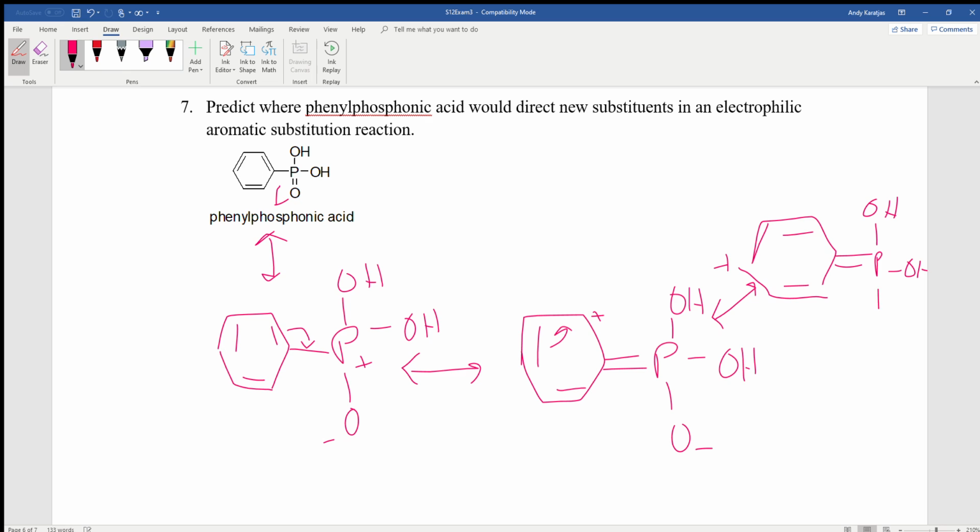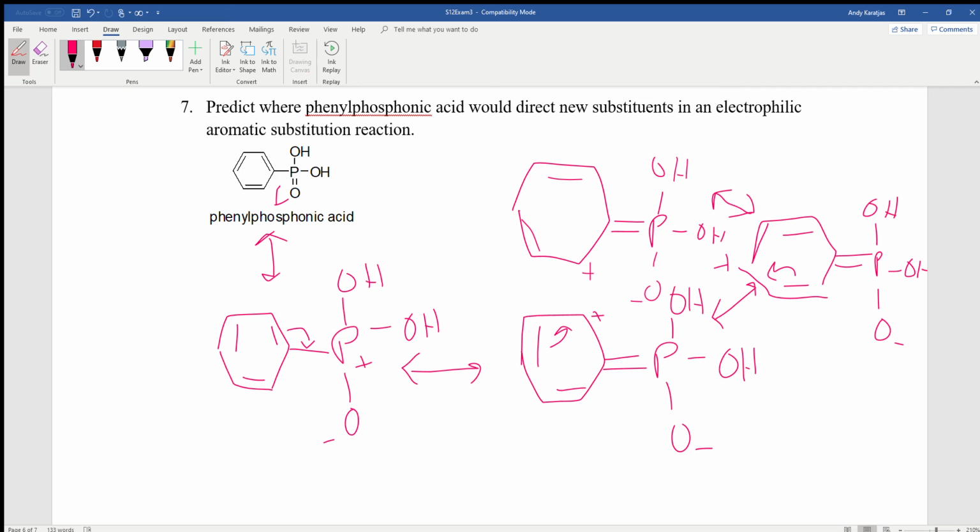So if when we initially saw this structure we said that looks a lot like a carboxylic acid, we find that the behavior is actually identical to a carboxylic acid. And so by drawing the series of resonance structures, we can see that we have decreased electron density at both of the ortho and para positions.